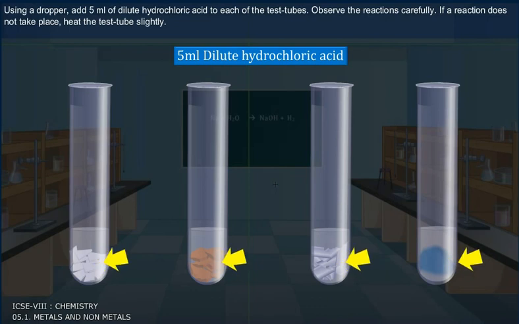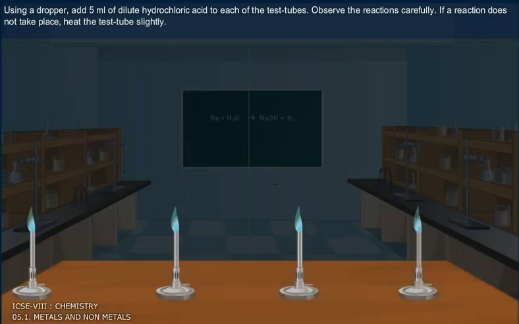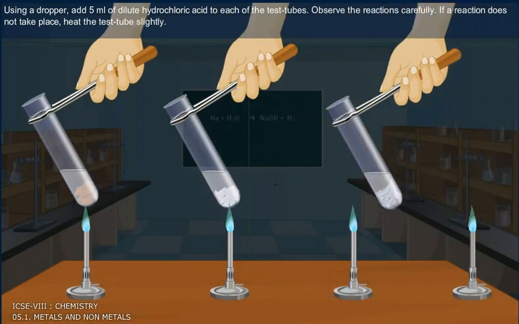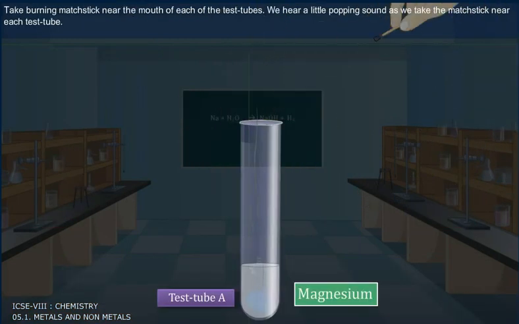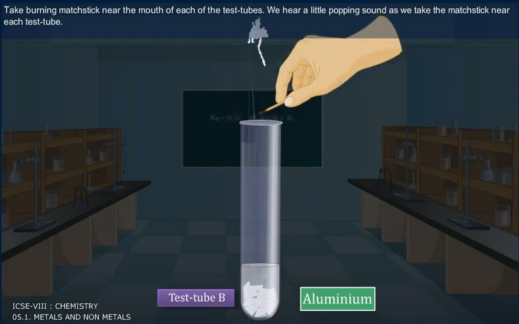Observe the reaction very carefully. If a reaction does not take place, heat the test tube slightly. Take a burning matchstick near the mouth of each of the test tubes.